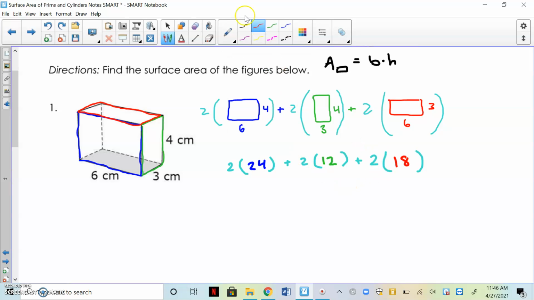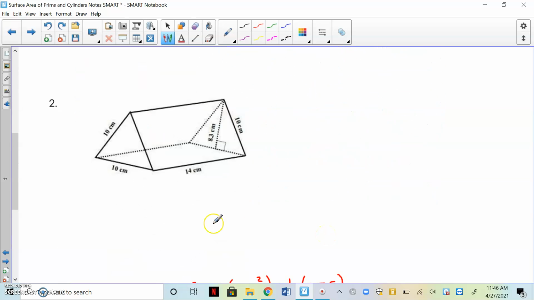All right, so now let's just go ahead and simplify this. We have 2 times 24 is 48, 2 times 12 is 24, 2 times 18 is 36, and if you add all of these together, you should get an answer of 108 centimeters squared. All right, and that is the surface area of this box. All right, one last problem.